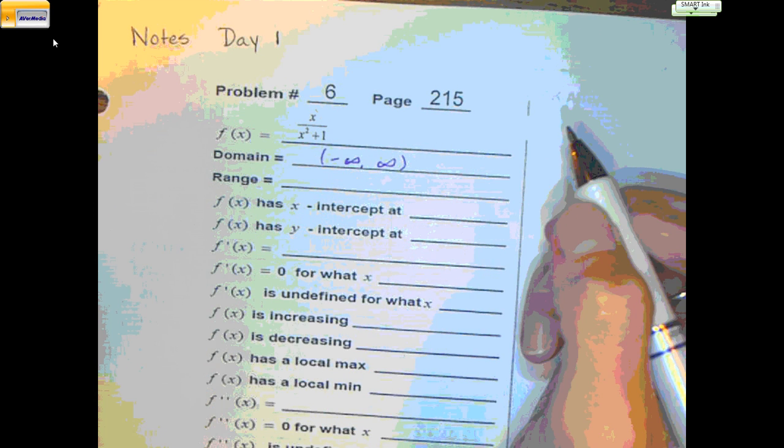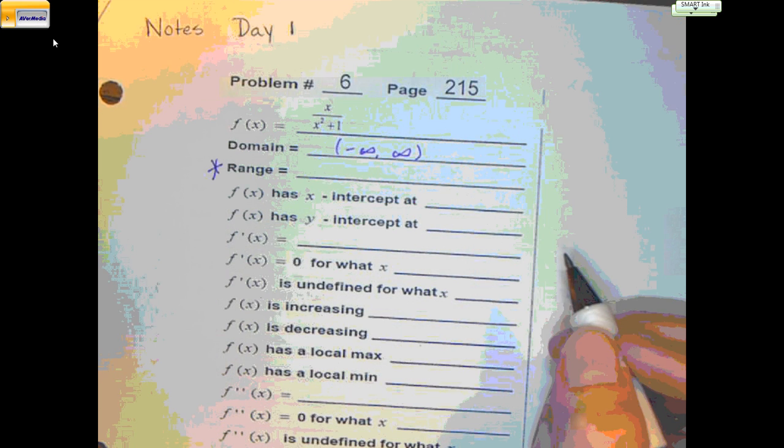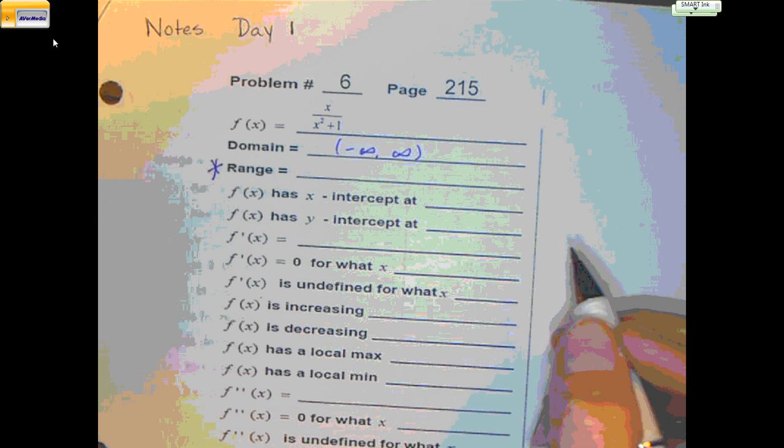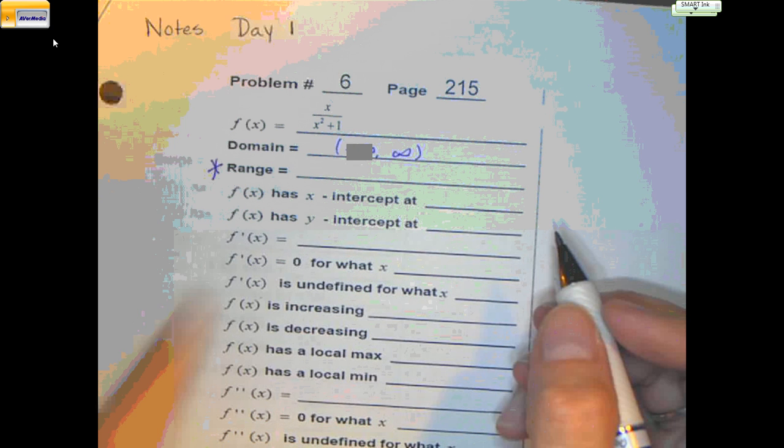Now the range can be a little bit tricky. I'm going to put a little star by it. I would save the range until after you get the graph finished. Just don't forget to come back and get it. It's a little hard to figure out.